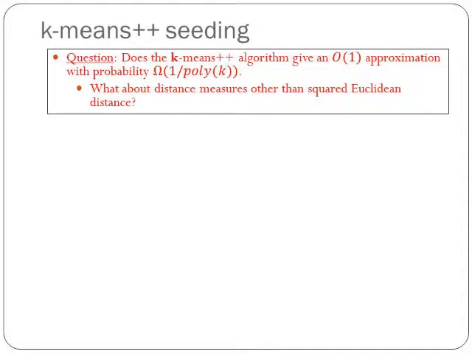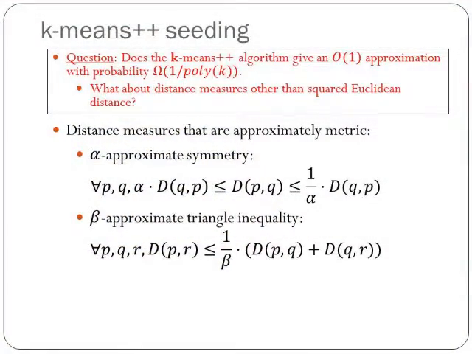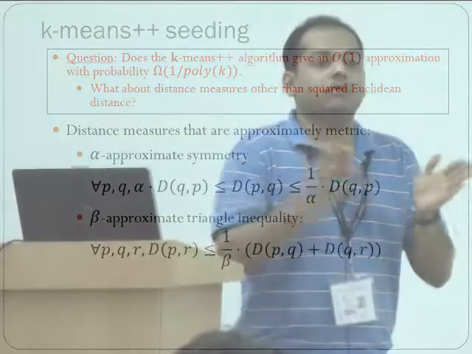Okay, now the question is, what about distance measures other than squared Euclidean distance? Can you say similar things about those distance measures? What we show is that our techniques are so simple that the whole proof can be generalized for other distance measures. For example, we can talk about distance measures that are approximately metric.